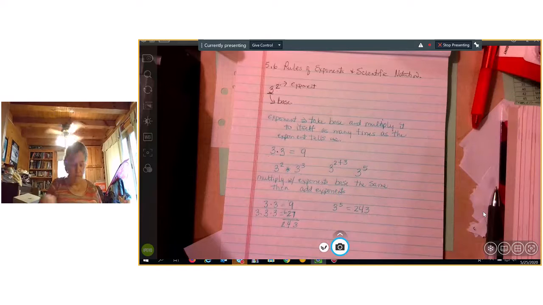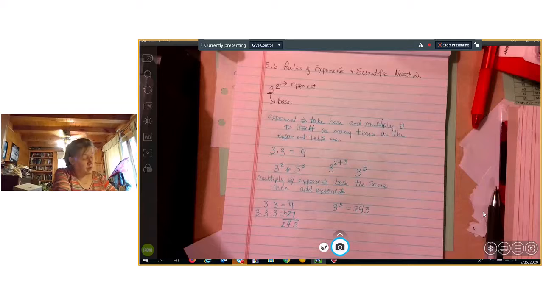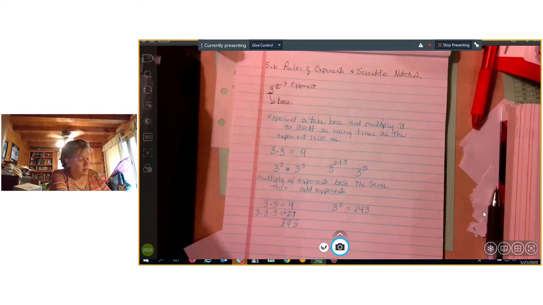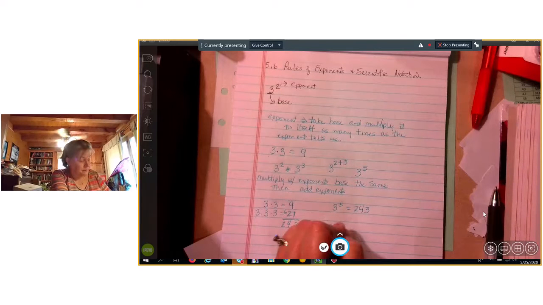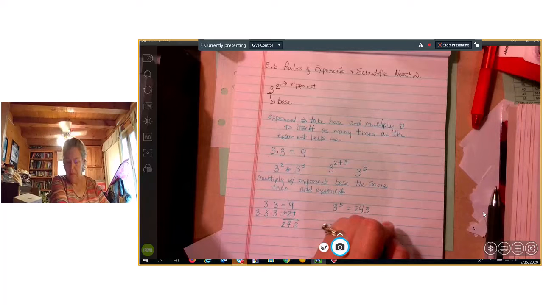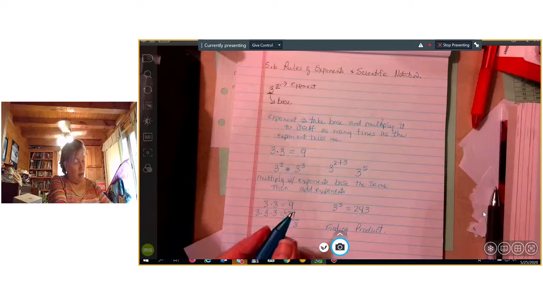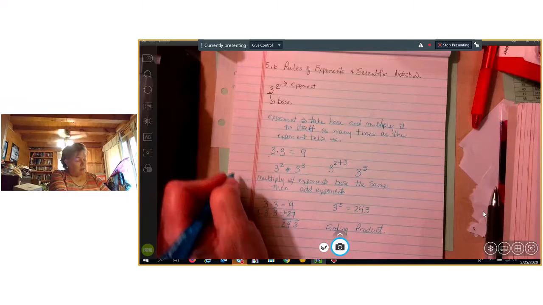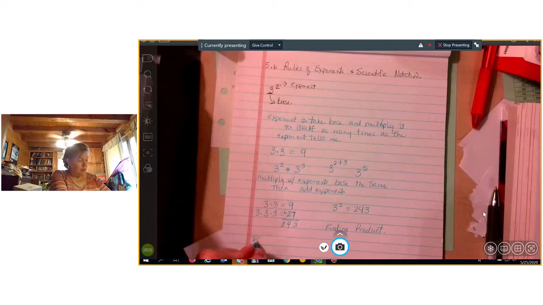Now, this is when we multiply, when we are finding the product. And like so, this is called the product rule, product rule for exponents.